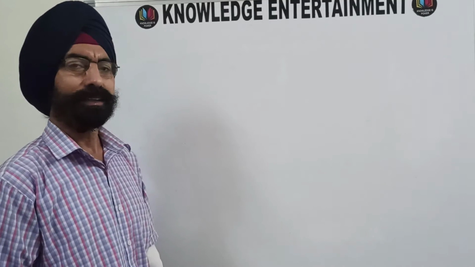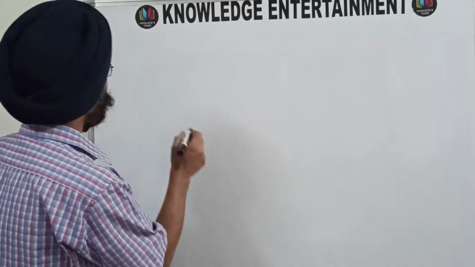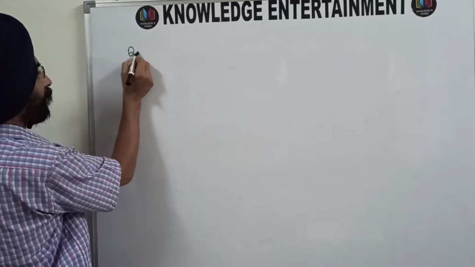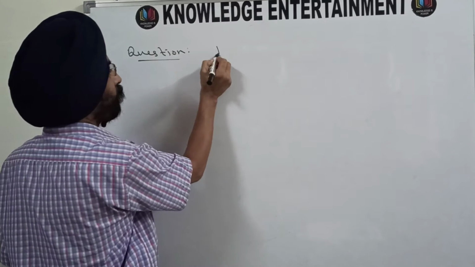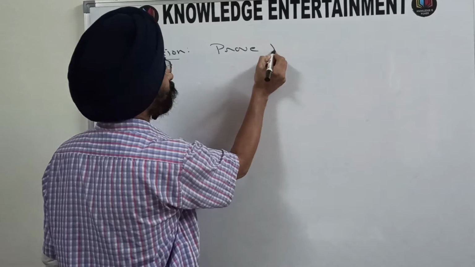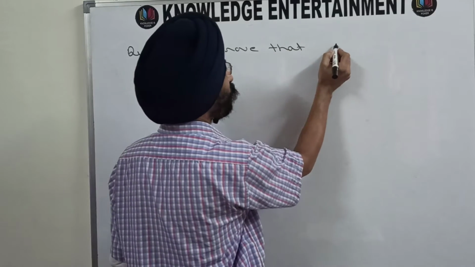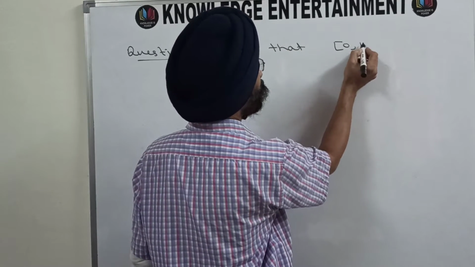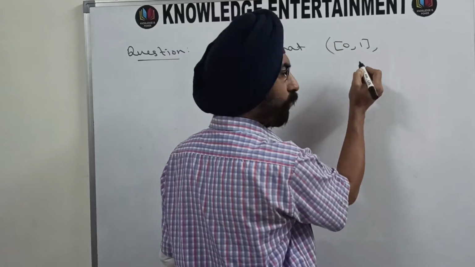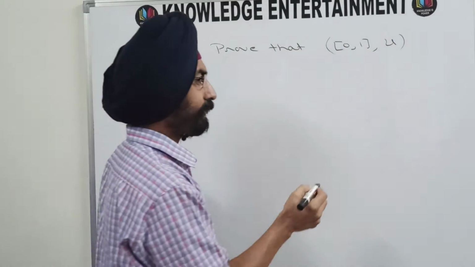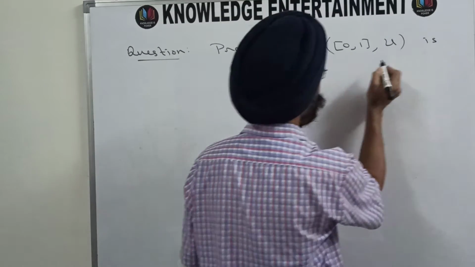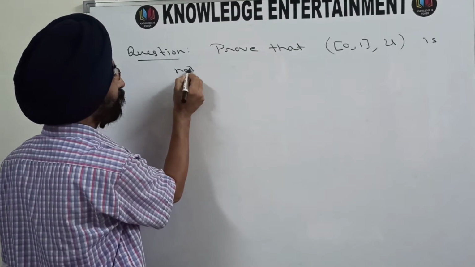So another easy example I am going to take. So you can write the question now. Question: prove that the closed interval [0, 1] along with the usual topology defined on it is not compact.